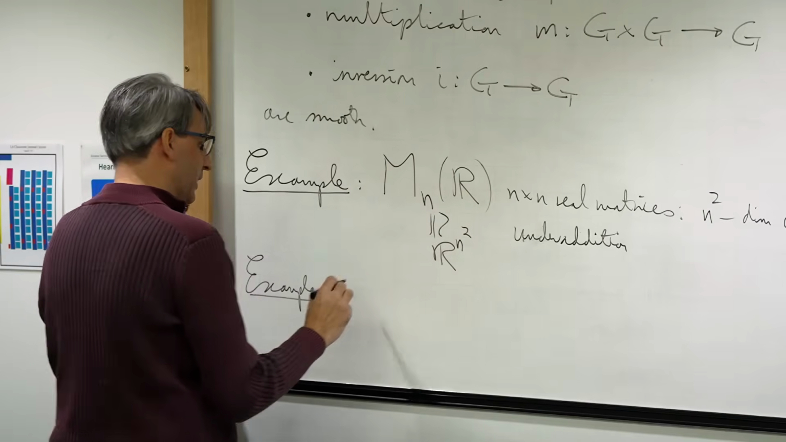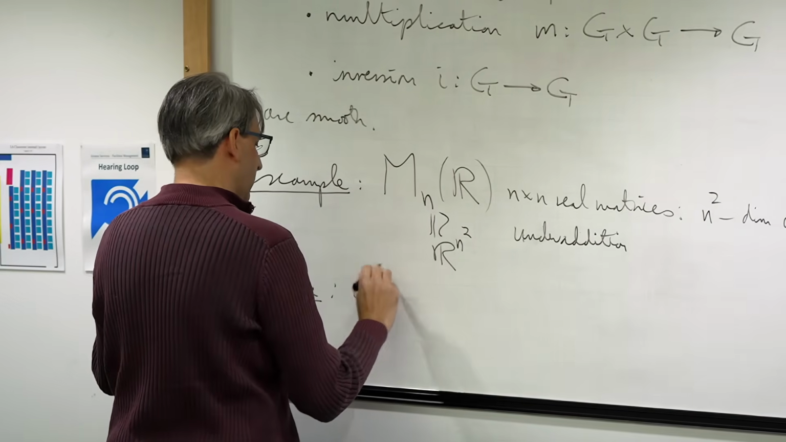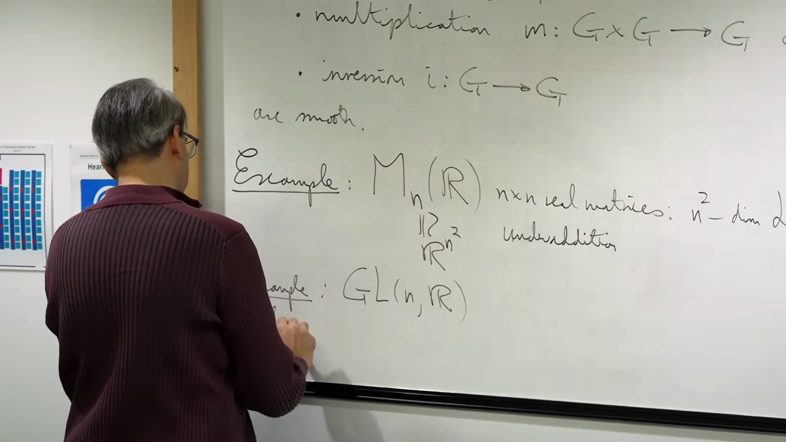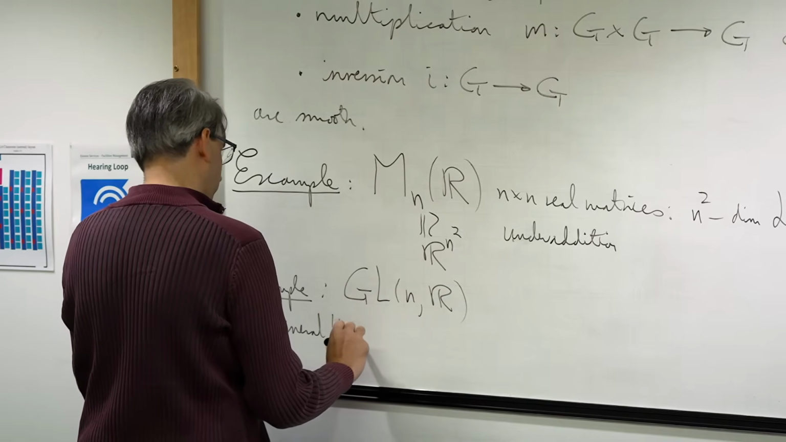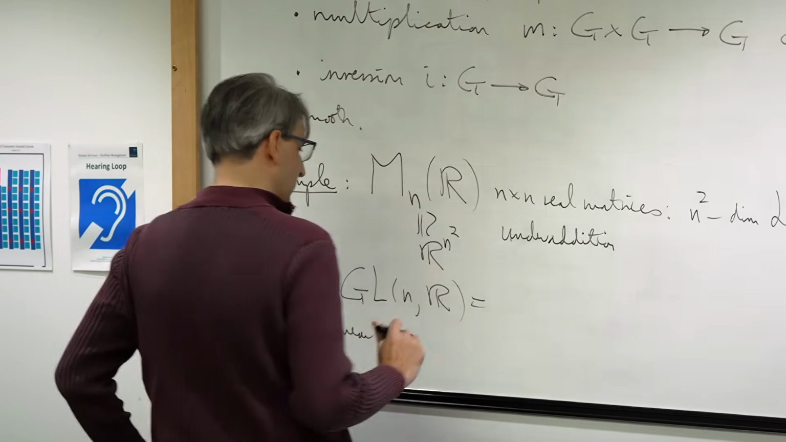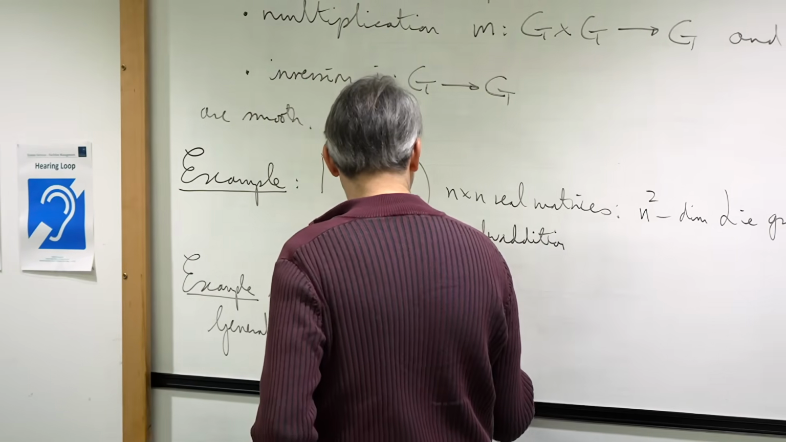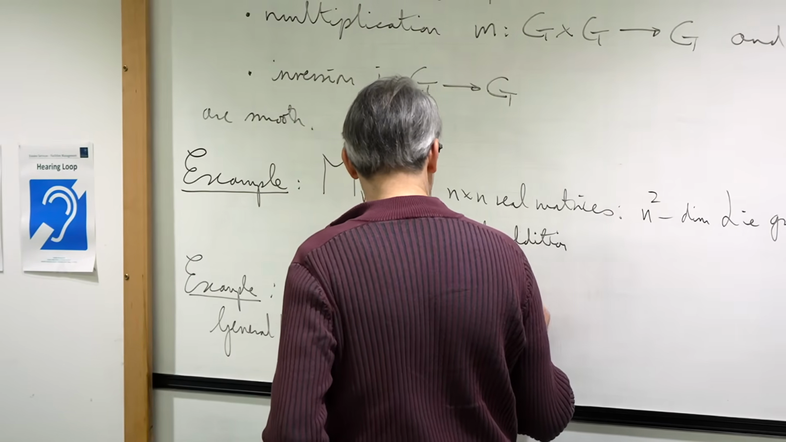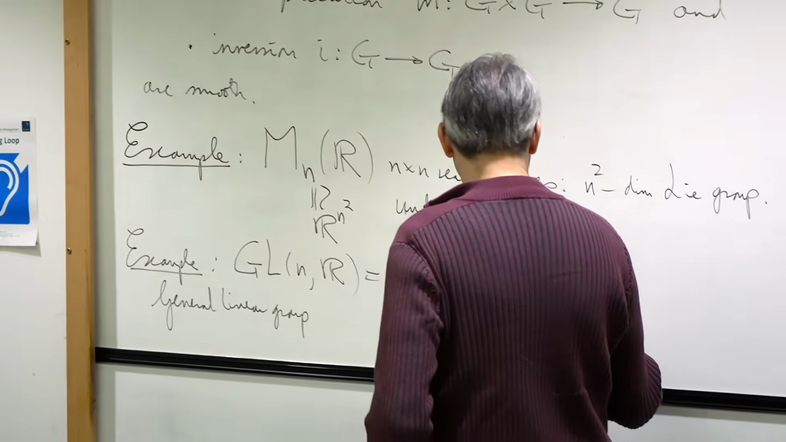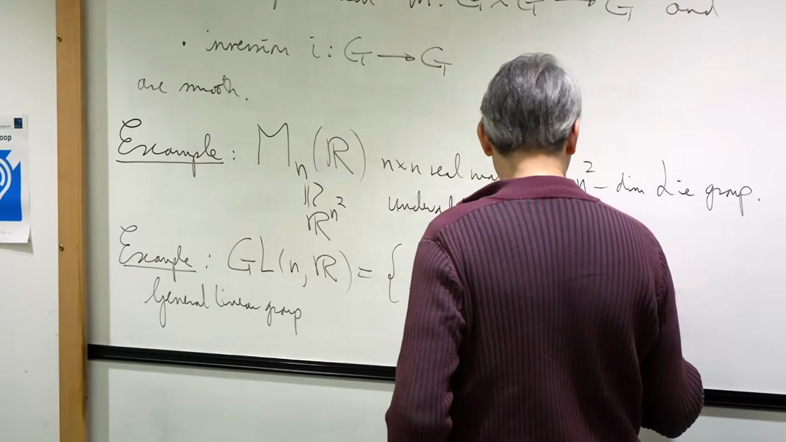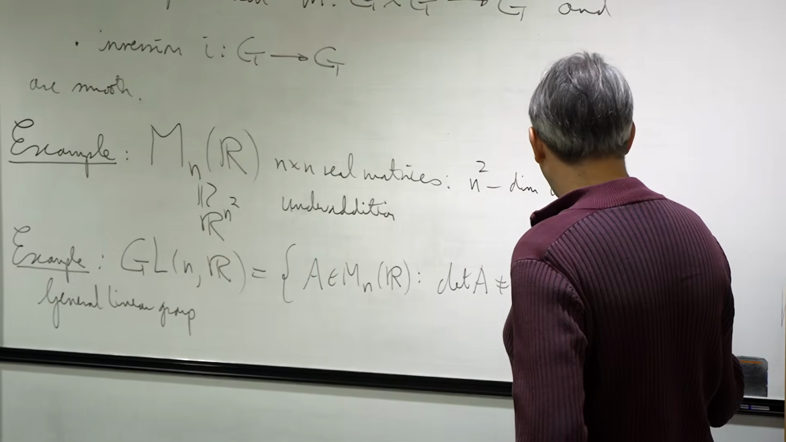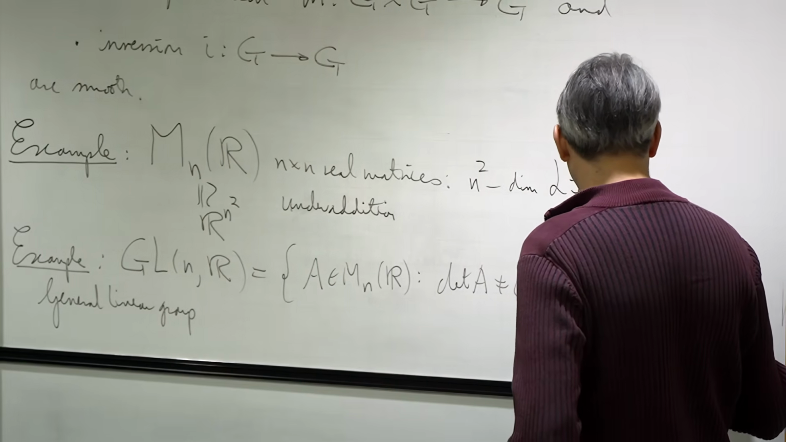This is an atypical example. So let's look at GL_n(R), the general linear group. Now this is under multiplication, and this will be sort of our fundamental object, the basic building block. So these are the n by n real matrices such that the determinant is non-zero. And this is just an open subset in M_n(R), so that means it's a manifold.